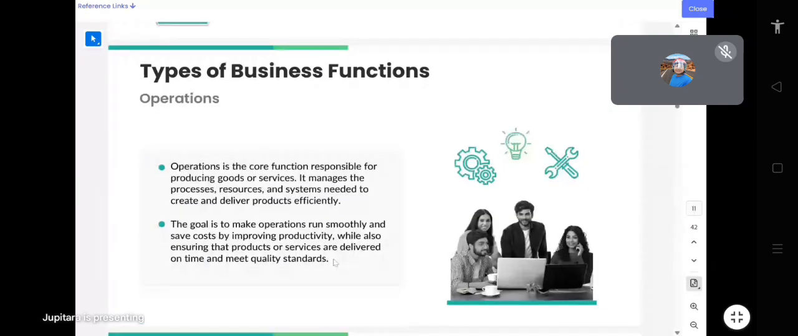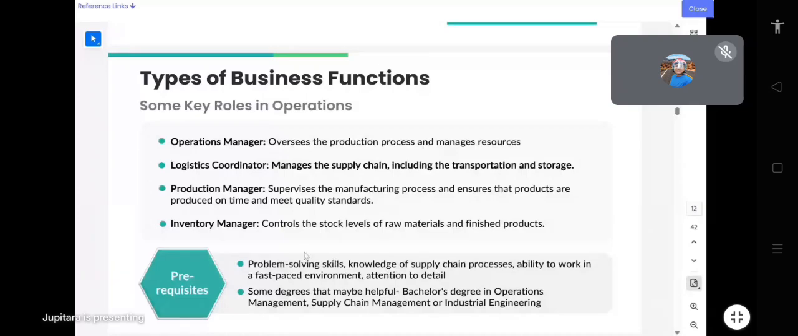Operation is one of the core functions which is required for producing goods or services to be rendered. Okay. Operations is a department which looks into smoothly converting the different products into finished goods. Okay. Now the key roles in operations are operation manager, logistic coordinator, production manager, inventory manager.